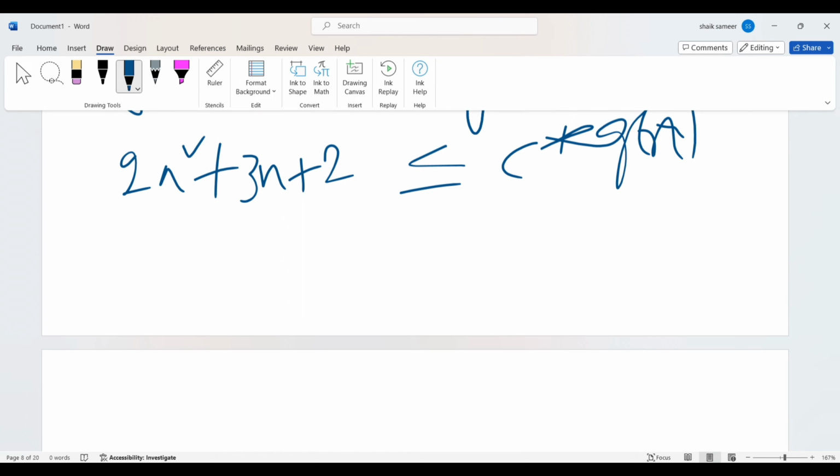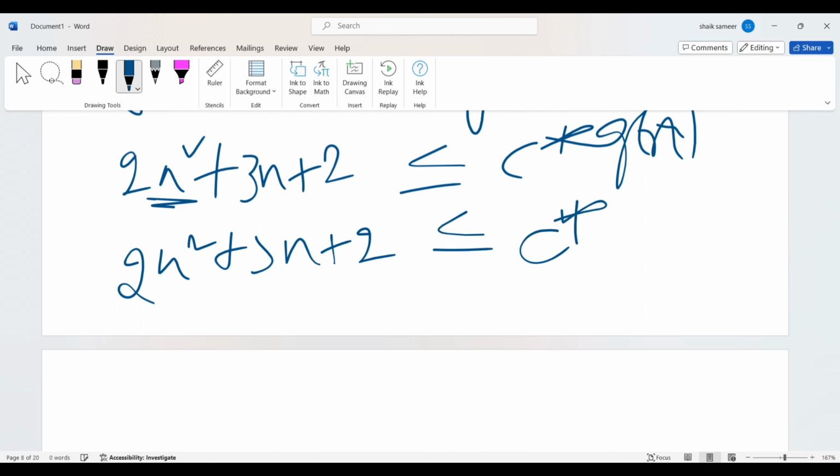So you have to substitute the g of n value. I told in the previous video while solving the second example, that was a linear form, so in the linear form I have taken g equal to n. Here it is in quadratic form, so I have to take g of n equals n square, because we have to take the highest power term, the highest degree term, for g of n. So 2n square plus 3n plus 2 less than or equal to c into n square.